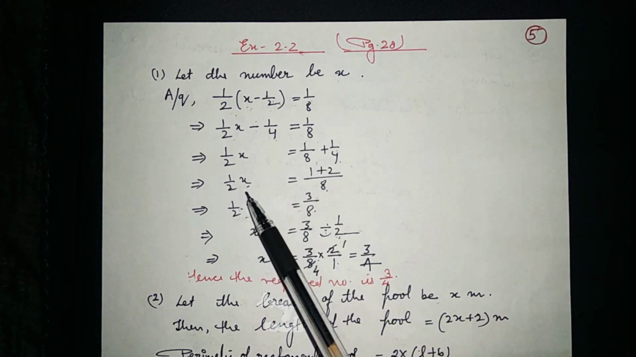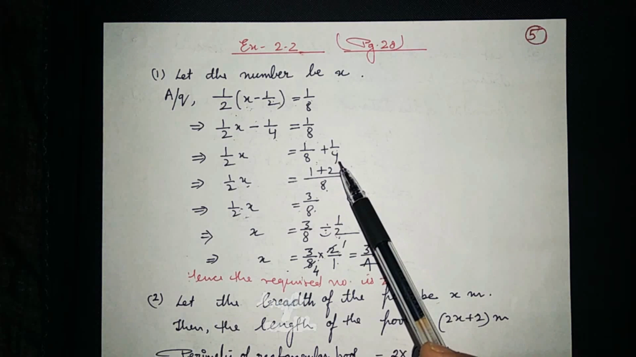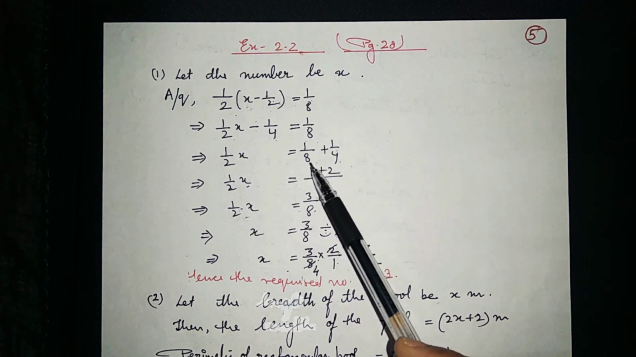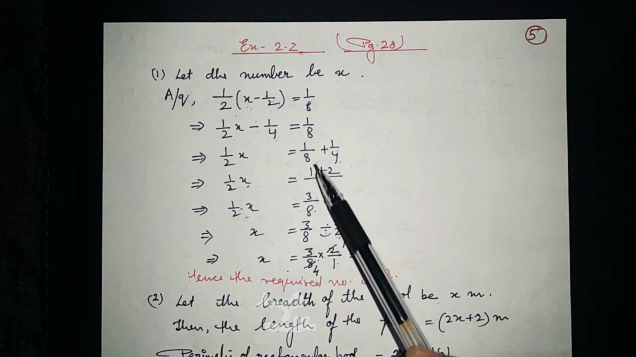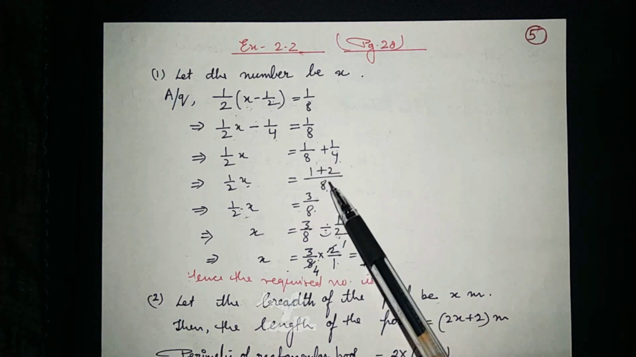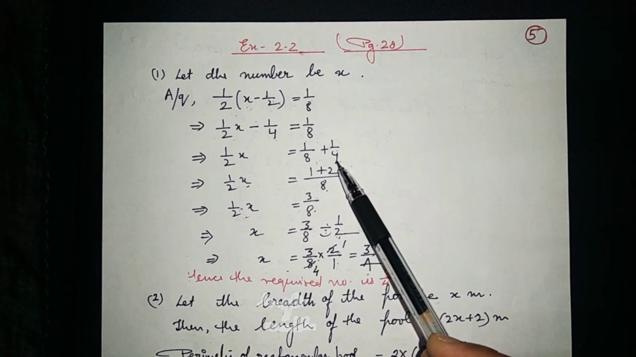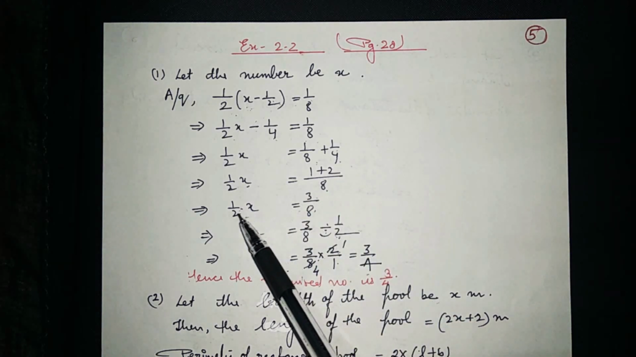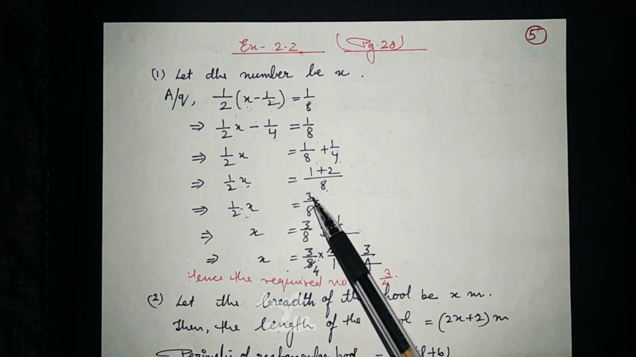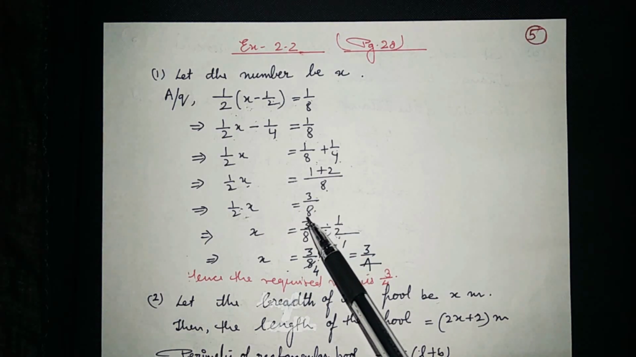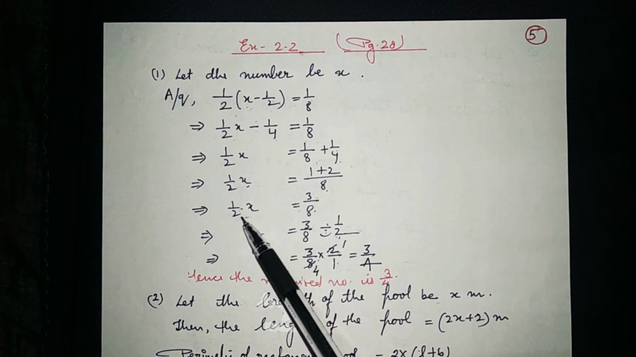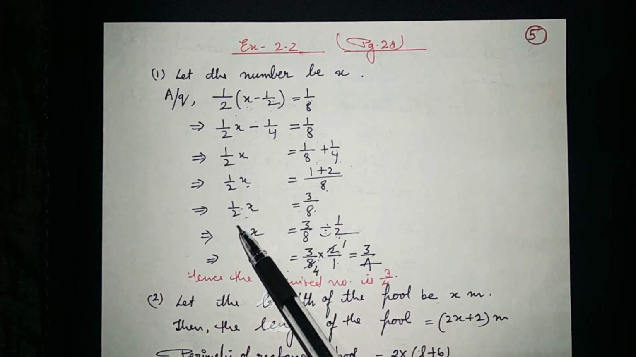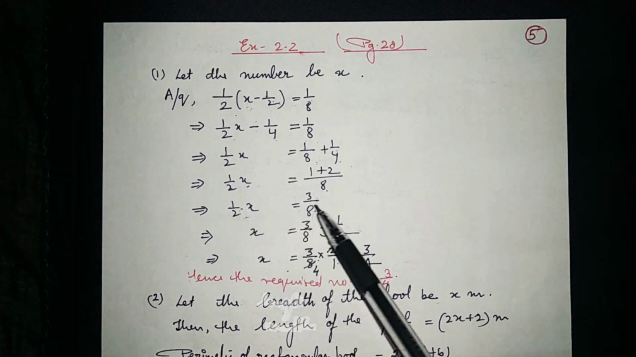1 by 2 x is equal to, LCM of 8 and 4 is 8. 8 divided by 8 is 1, 1 into 1 is 1. 8 divided by 4 is 2, and 2 into 1 is 2. In the next step, 1 by 2 x is equal to 3 upon 8. Now we can see that 1 by 2 is in multiplication with this x. So now we will transpose this 1 by 2 to the right hand side.